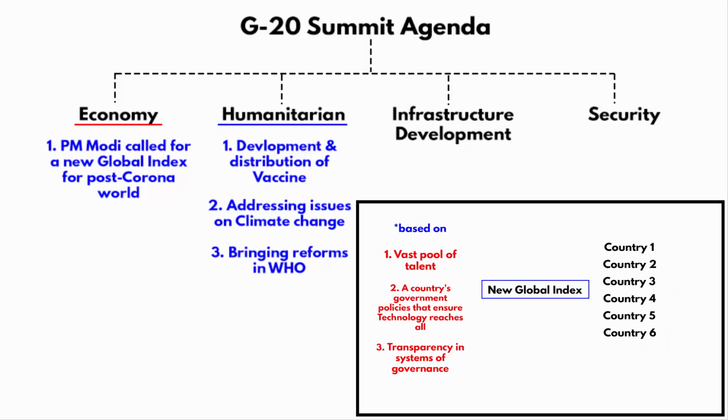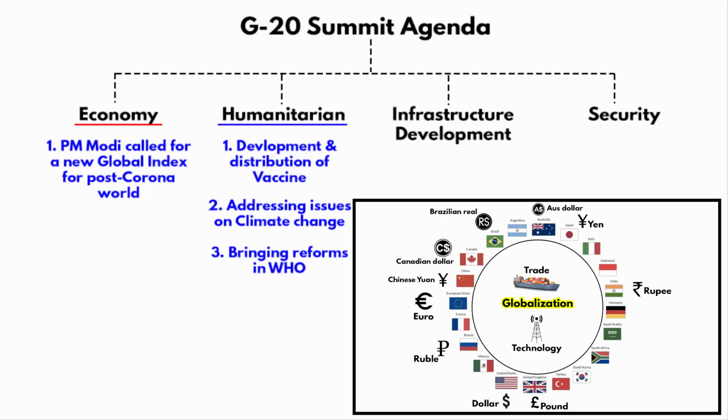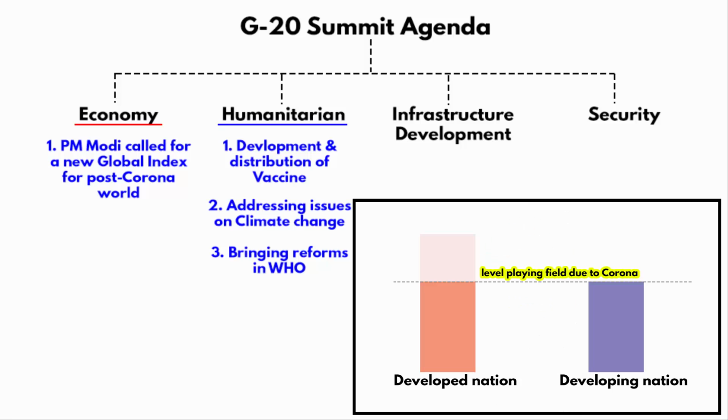Now let's say if there is a new global index, almost every economy in the world is badly hurt. Now that the unlock process has started, both the developed as well as developing countries are going to get a level playing field to restart their economy. While it may be hard for developed nations to restart again, at the same time for developing countries it can turn out to be a new opportunity.